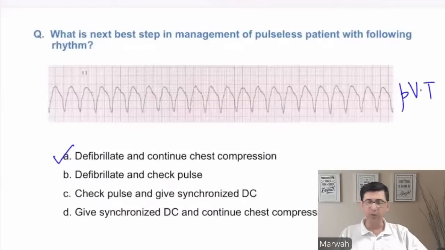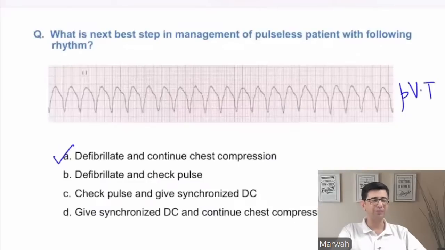Okay, so no discrepancies in this one. Looks pretty decent. We don't give synchronized DC. Chest compression, check pulse. Yeah, doc, that's what I'm trying to say: if there is one option that is chest compression, I'll just save that. That's a good option there.